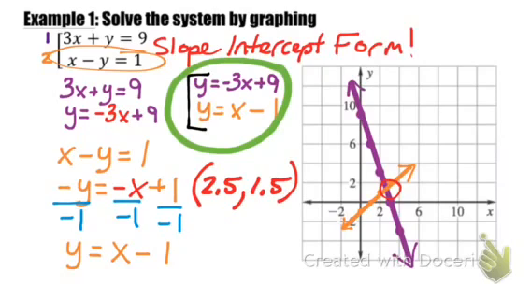And since this is my x and this is my y value, if you were to substitute 2.5 into this equation, so 2.5 minus 1, you will get 1.5. Likewise, if you substitute 2.5 into the first equation, negative 3 times 2.5 plus 9, I guarantee that you will get 1.5 for your y. Because both lines intersect at 2.5, 1.5, that one point will work for both equations. That's considered the only solution of our system.